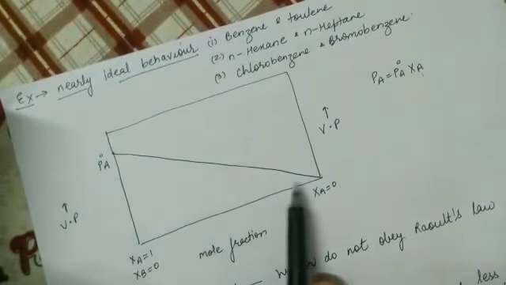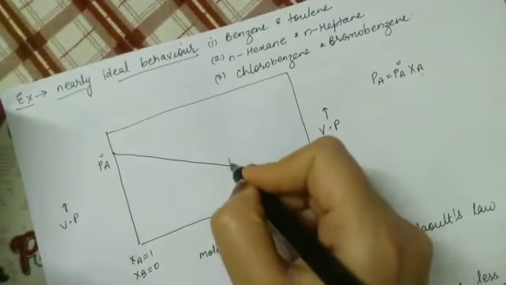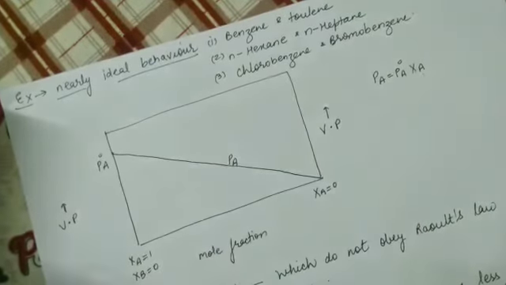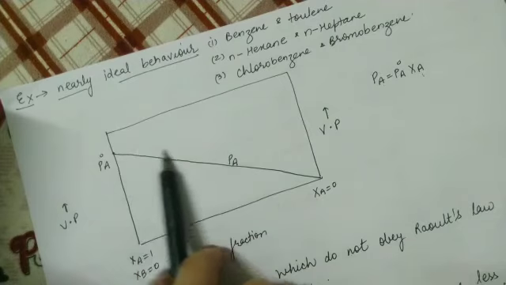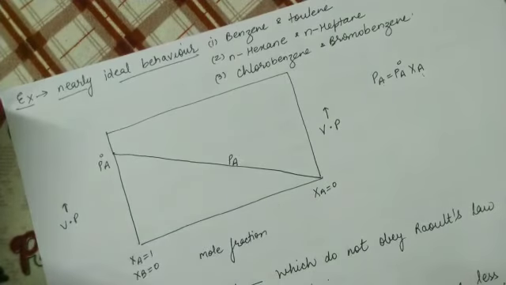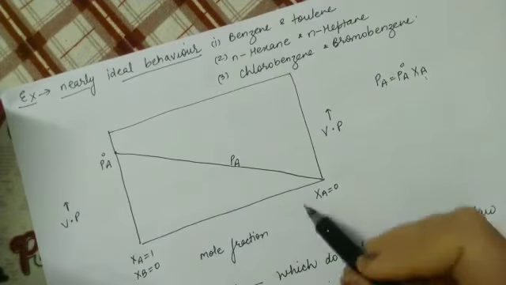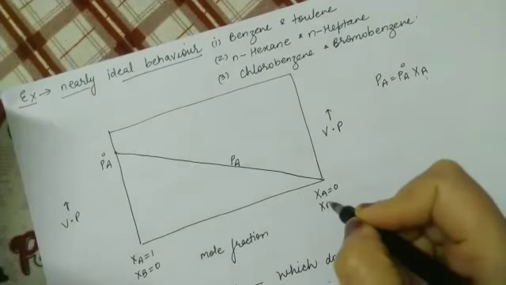Now what this graph is showing? This graph is showing the value of PA. So what is PA? It is partial vapor pressure of A. So we can see from the graph that PA is proportional to XA. When XA is 1, PA is having the maximum value P naught A, and as XA is decreasing, PA is also decreasing. Now on the right hand side, if XA is 0, suppose XB is 1.